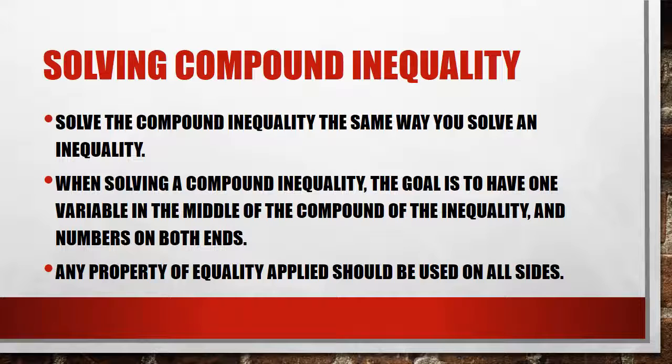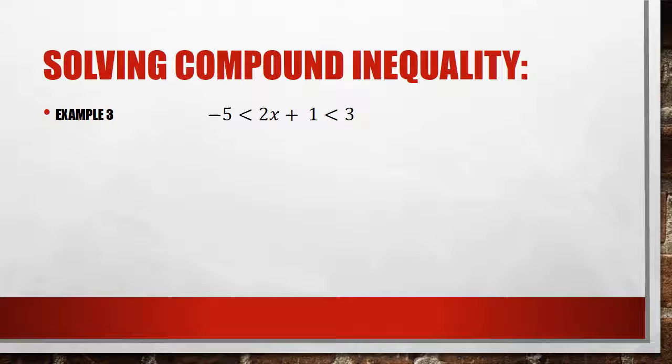We talked about different properties. We talked about the distributive, commutative, associative property, and we talked about the addition property of inequality, the multiplicative property of inequality. All these properties can be used to solve compound inequalities as well. So let's solve our first example on compound inequality. We have -5 less than 2x plus 1 less than 3.